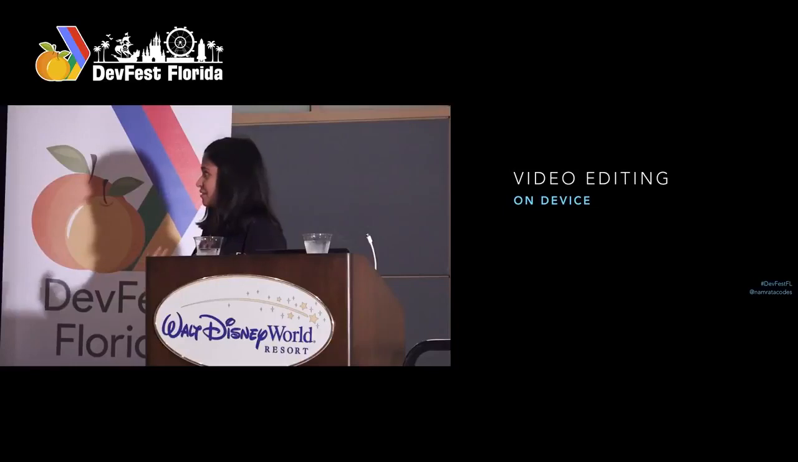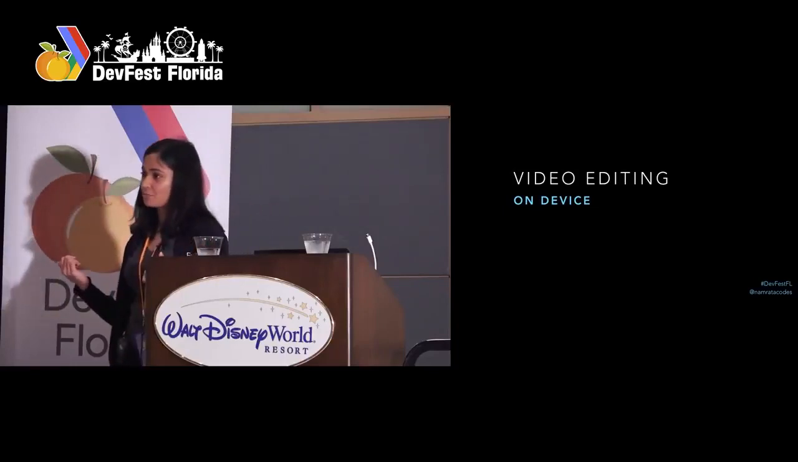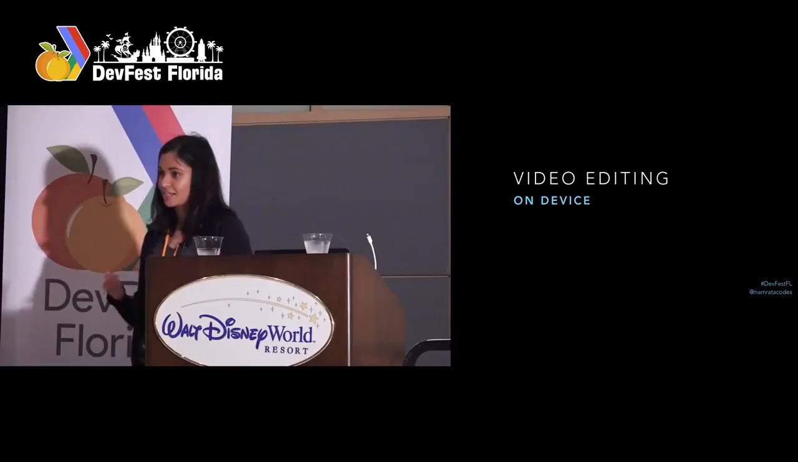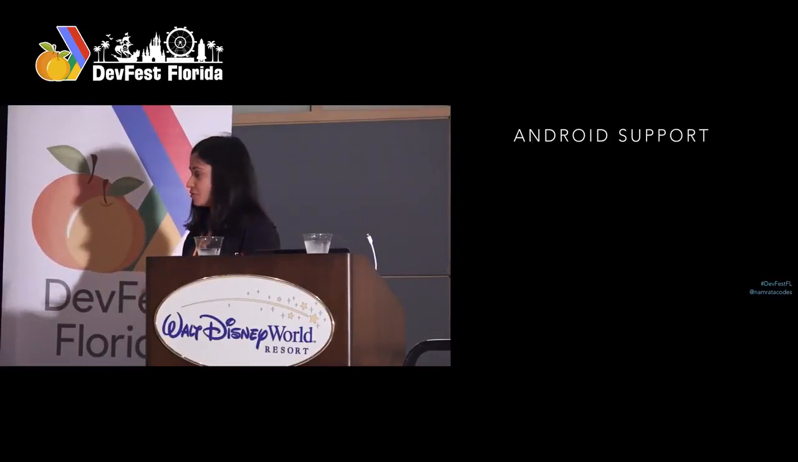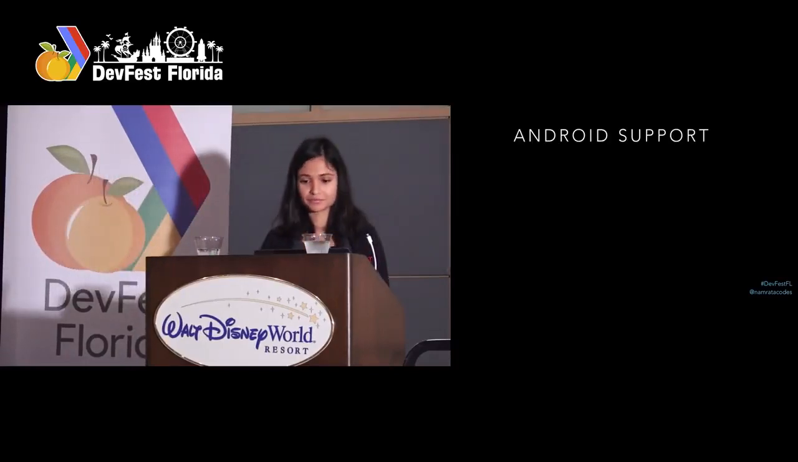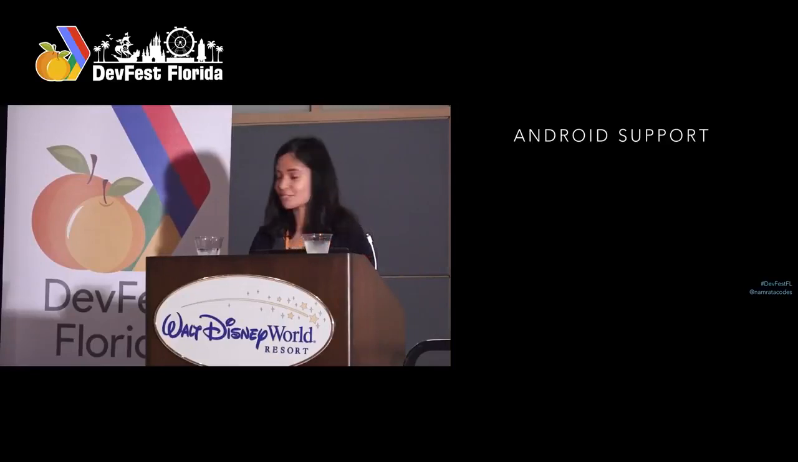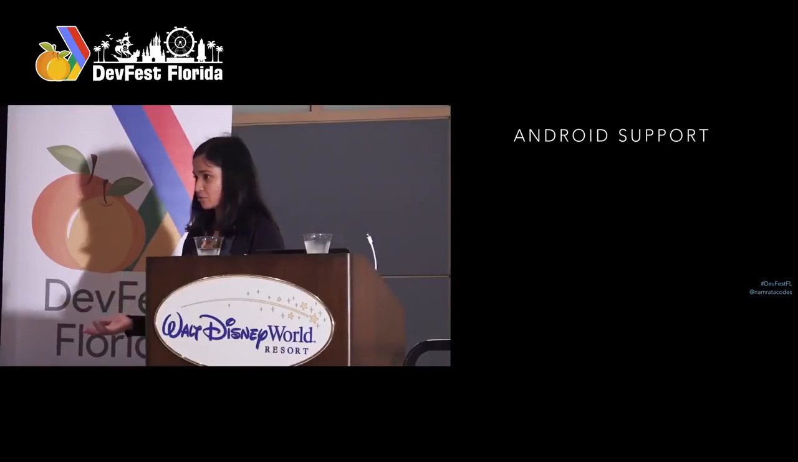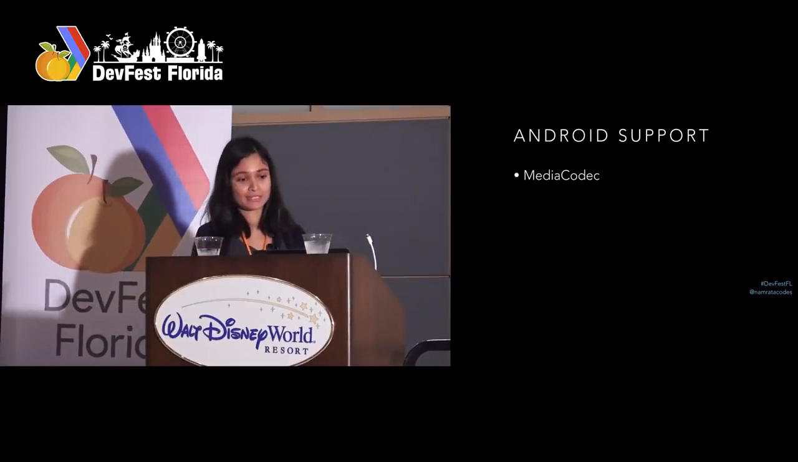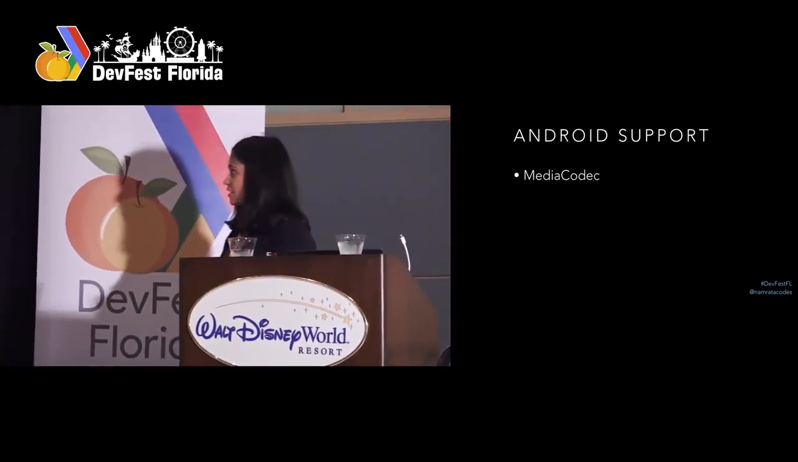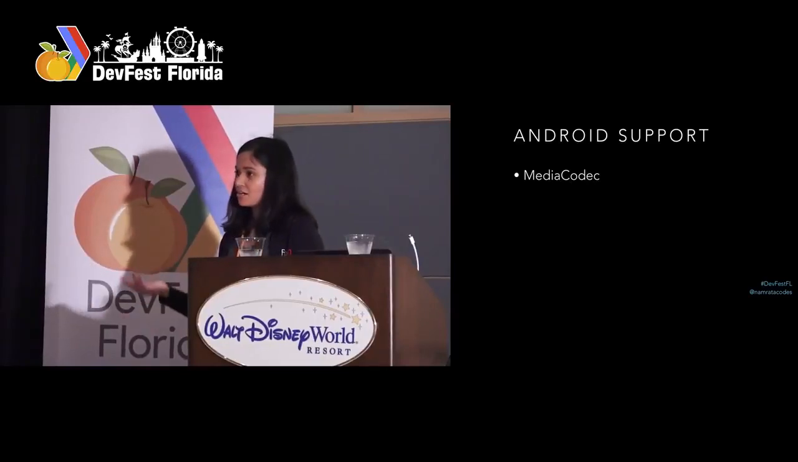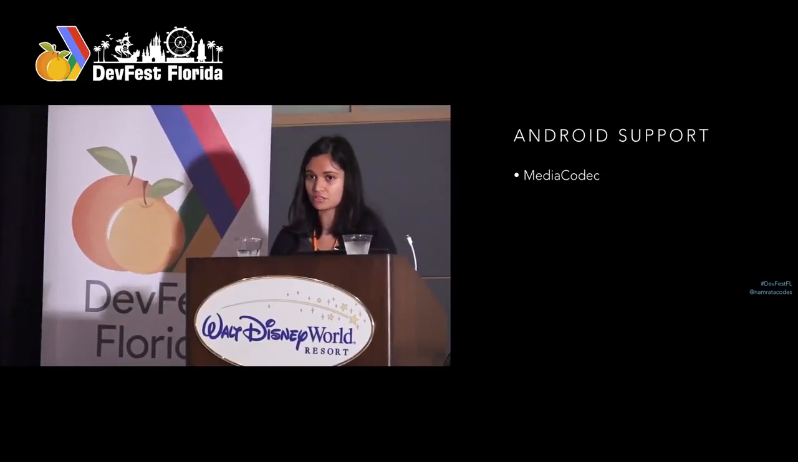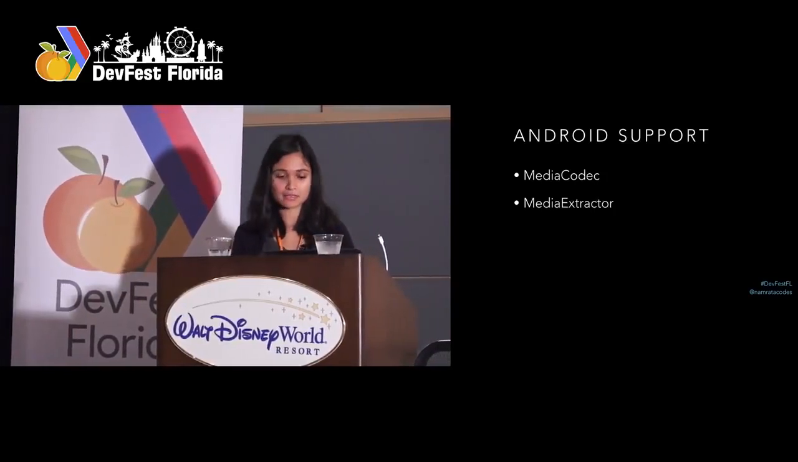This was good in the sense that the Android app would use less bandwidth, and it would be faster and independent of the network. So I started looking at what kind of native support is available on Android for implementing these features. And I came across a few native classes like the media codec, which supports encoding and decoding for a bunch of different video encoding formats.